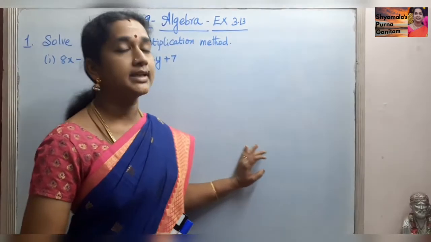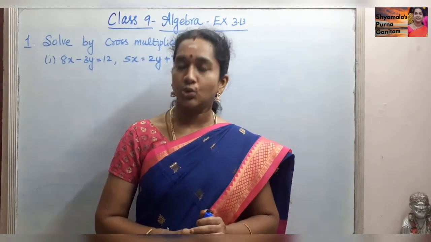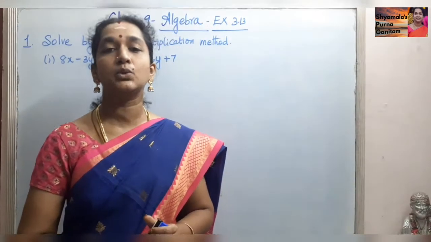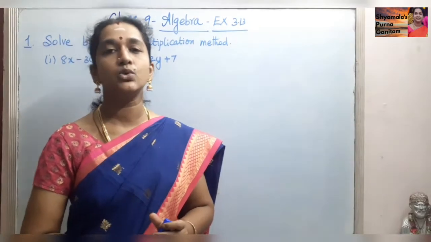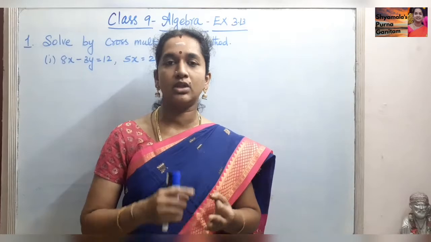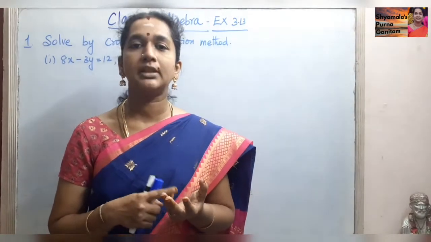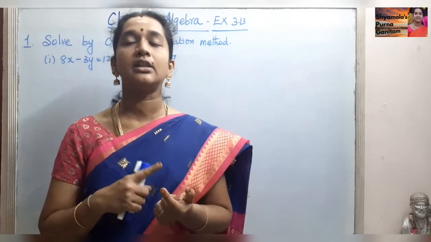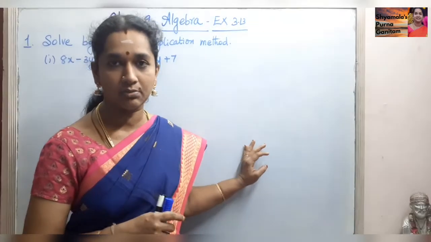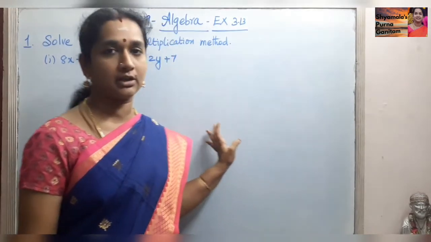Algebra exercise 3.30. In my previous class I completed the 12th exercise, in which I completed word problems, that is finding the value of x and y using the elimination method. So there are 3 methods, I told you already. One is the substitution method, then the elimination method, then the third one is the cross multiplication method. In this exercise we are going to do only the cross multiplication method.